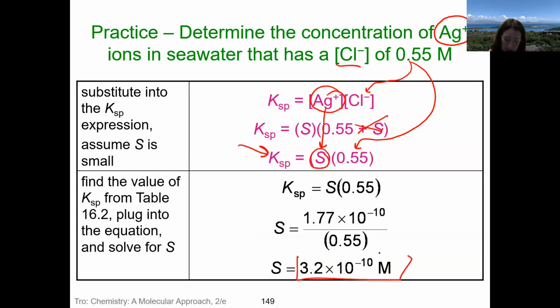So S is 3.2 times 10 to the negative 10th molar. So that means when chlorine is 0.55 molar in seawater, silver is 3.2 times 10 to the negative 10th. So that is the amount of silver that is in seawater if chlorine is this.